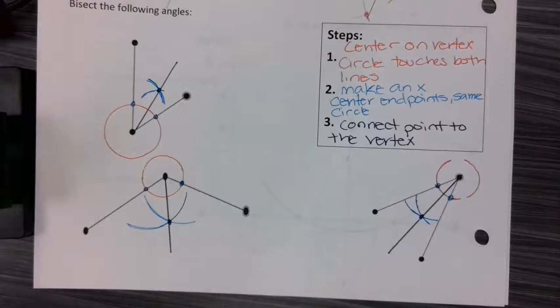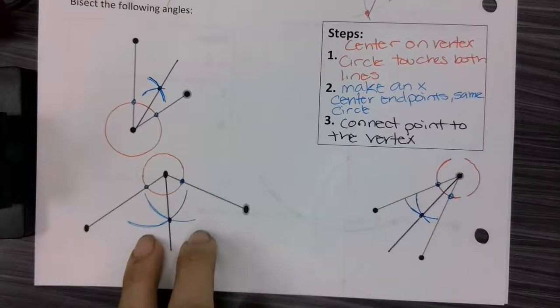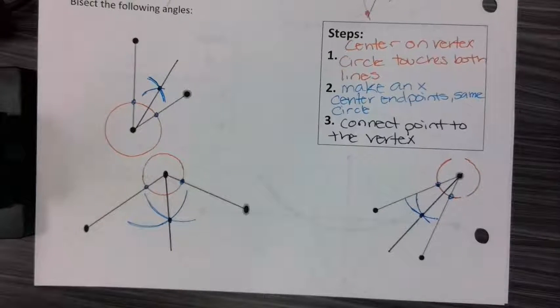When you do the red circle, that could be any size. But it has to be the same circle when you do the crossing. So the blue ones I did over here, they have to be two of the same, but it doesn't have to be the same size as the red one. The two blues have to be the same, but the red doesn't have to be the same as the blues.